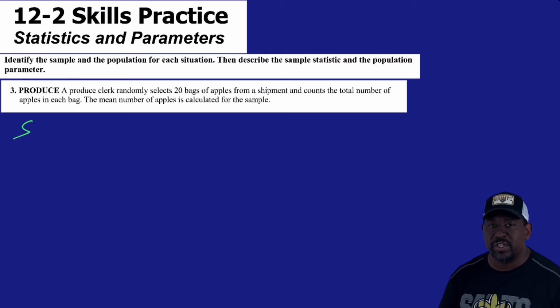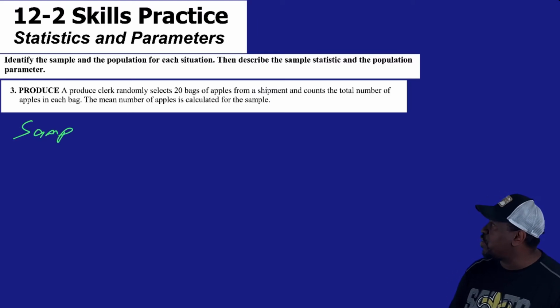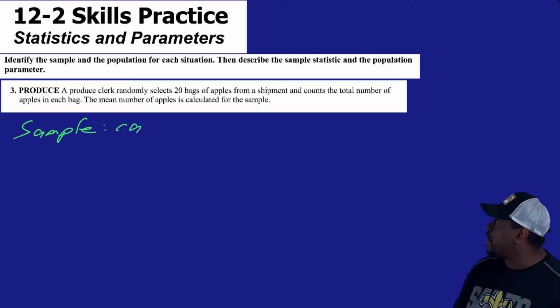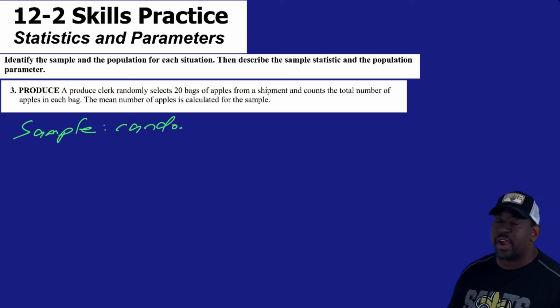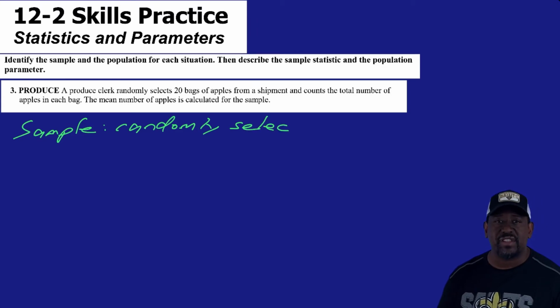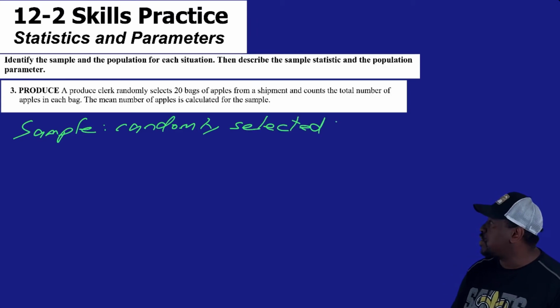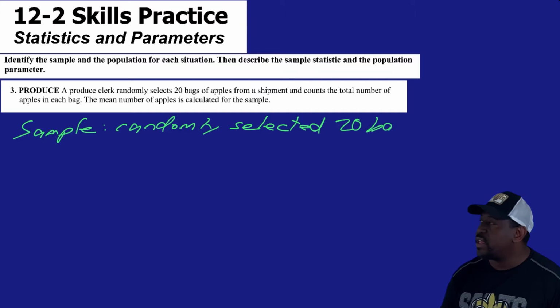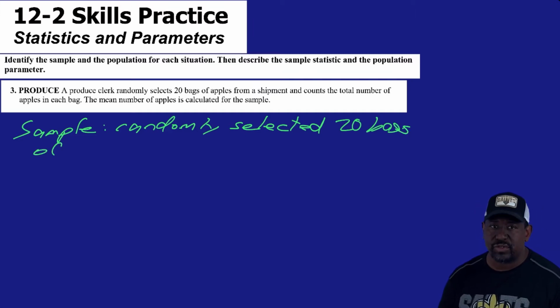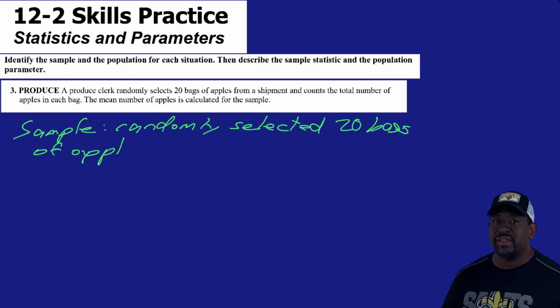Let's try it again with another example. A produce clerk randomly selects 20 bags of apples from a shipment and counts the total number of apples in each bag. The mean number of apples is calculated for the sample. So again, the sample here is the randomly selected 20 bags of apples, because that is what you're studying and observing and analyzing.